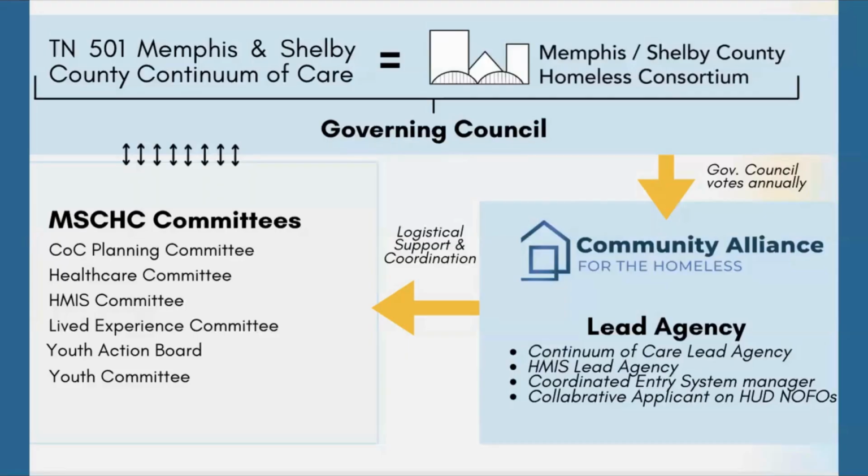The Youth Action Board is also made up of individuals with current or former lived experience of homelessness, and it's made up of 18 to 25-year-olds who are also interested in just trying to end youth homelessness and advocating for that population. And then the Youth Committee is made up of youth service providers, as well as some YAB members and community partners and institutions that serve youth to try and improve the youth homelessness aspects of our homeless response system.